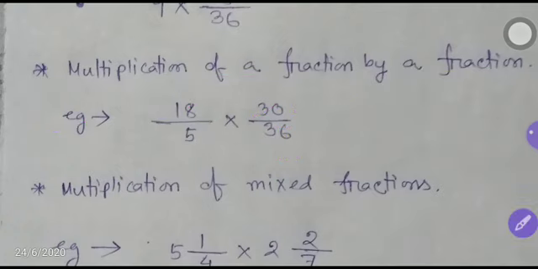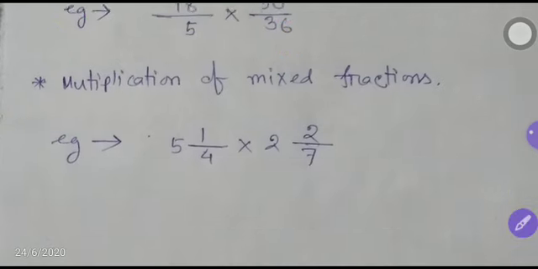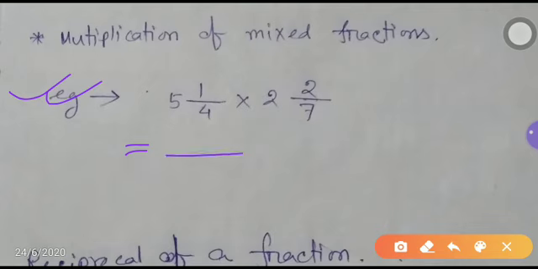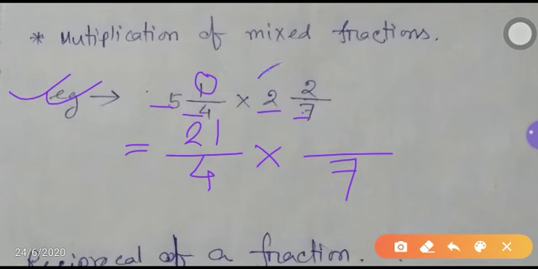Next point you see here, multiplication of mixed fractions. To multiply mixed fractions, see this example: first we have to convert the mixed fraction into an improper fraction. 5 1 by 4. If you convert into an improper fraction, 5 fours are 20 and this plus 1, that means 21, and the denominator will remain the same. 2 2 by 7: 2 sevens are 14, and with this numerator we have to add 2, that is 16.